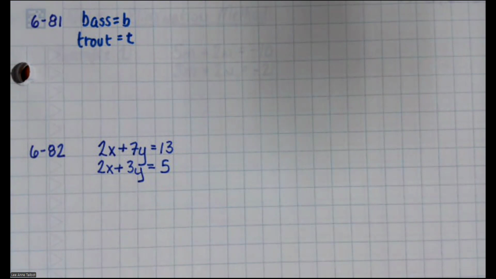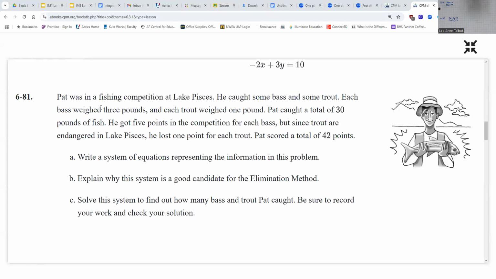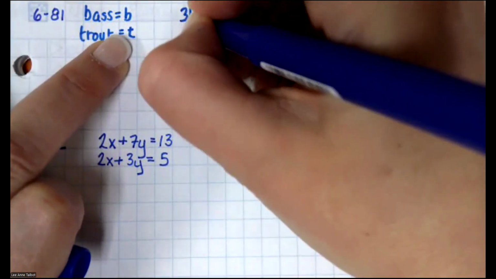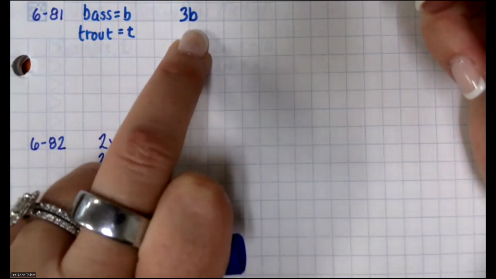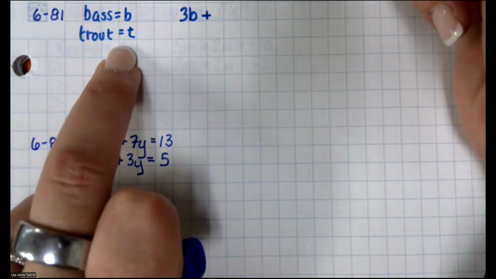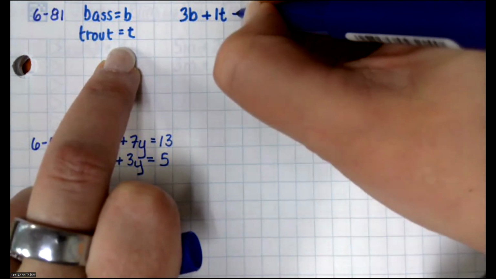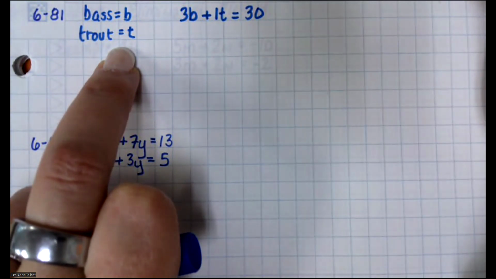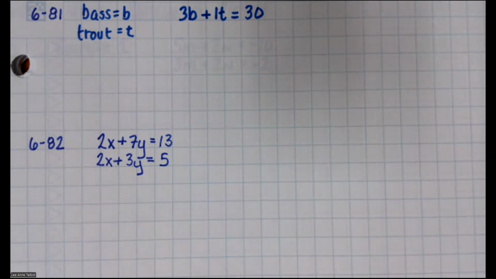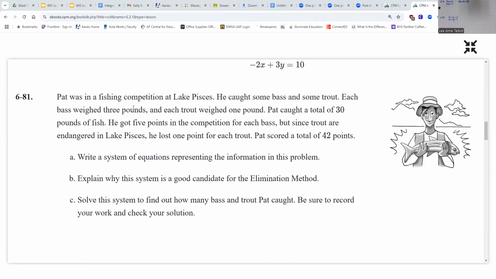Now we're going to write equations, and this is the hard part. Each bass weighed 3 pounds, and each trout weighed 1 pound. Pat caught a total of 30 pounds of fish. So we're going to start with this. Each bass weighed 3 pounds, so 3 pounds per bass. And each trout weighed 1 pound, 1 pound for trout. And he caught a total of 30 pounds of fish. So I'm going to say it again. Each bass weighed 3 pounds. Each trout weighed 1 pound. Pat caught a total of 30 pounds of fish.